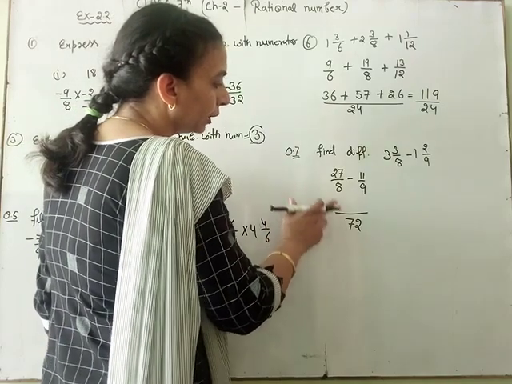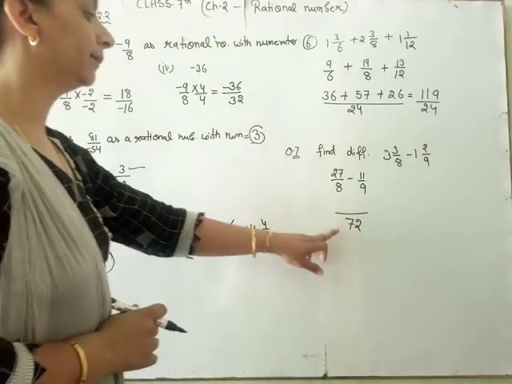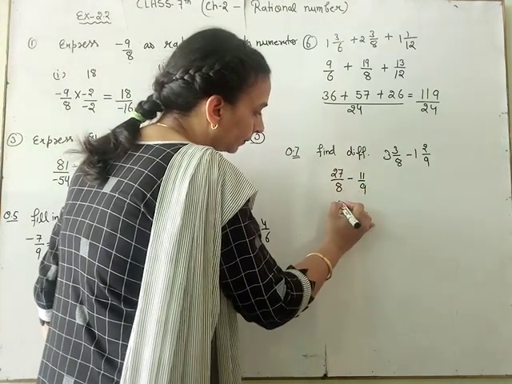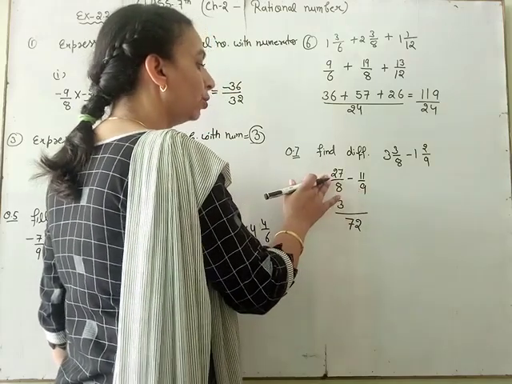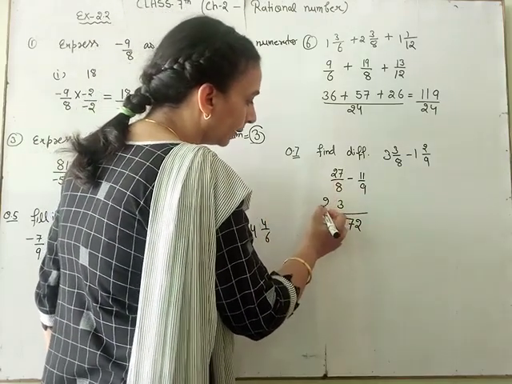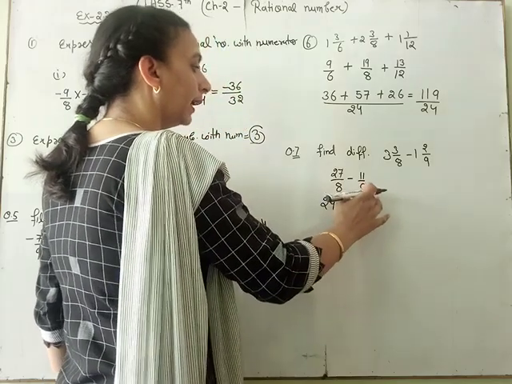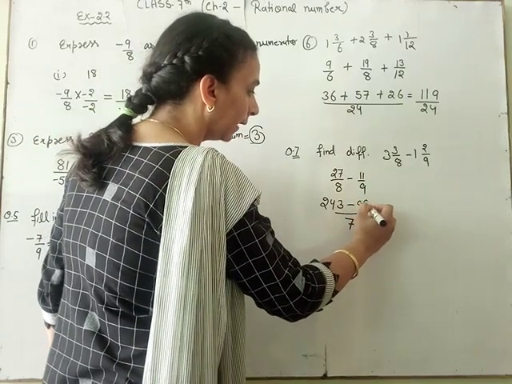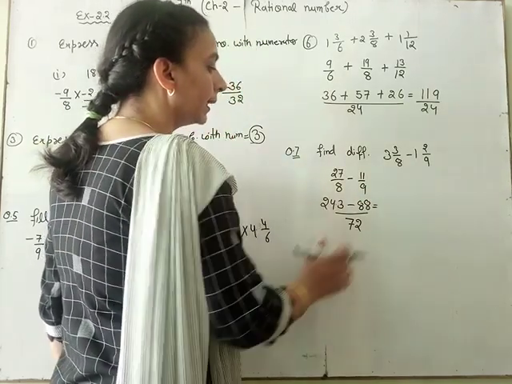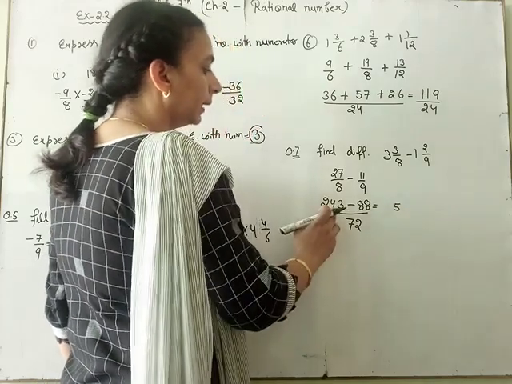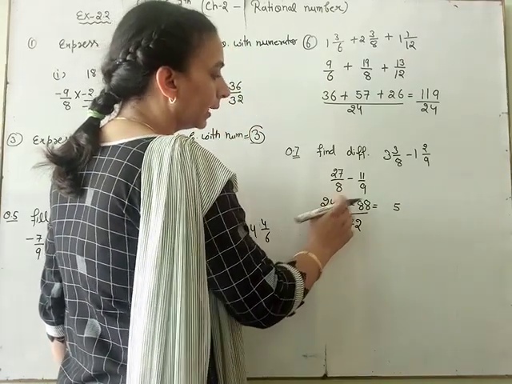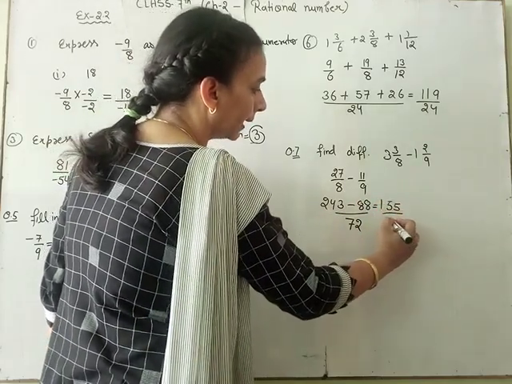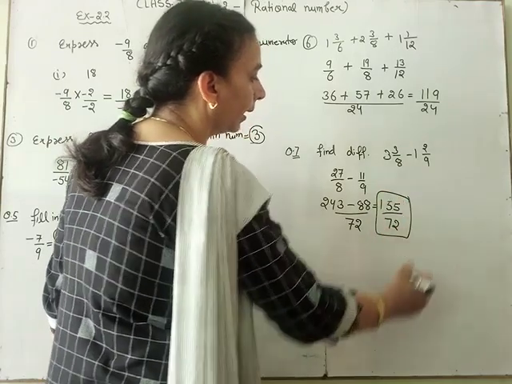Next, 72 divided by 8 is 9. We multiply 9 with 27. 9 times 7 is 63, 9 times 2 is 18, and 18 plus 6 is 24, so 243 minus. 72 divided by 9 is 8. 8 times 11 is 88. Then 243 minus 88 is 155 by 72. You find this also in a mixed fraction.